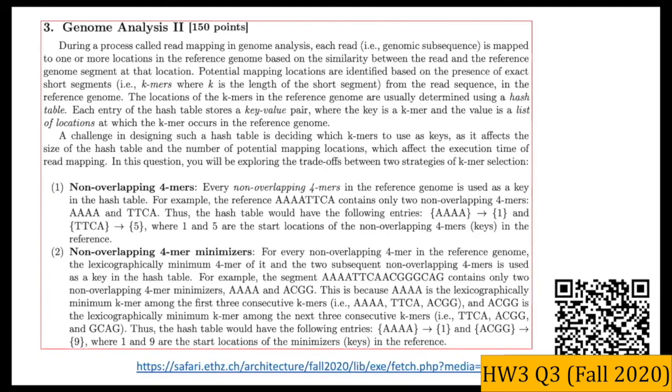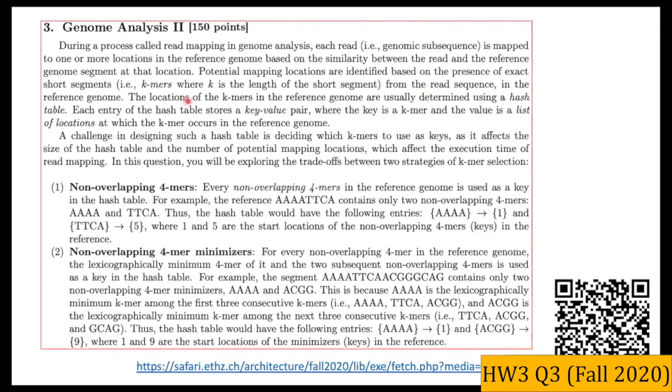So there are basically many potential mapping locations, and these locations are identified based on the presence of exact short segments. We call these short segments k-mers, and k here is a parameter which is the length of such a short segment. So if it is 4, then we replace the k with 4, for example. We extract these short segments from the read sequence, and if they exist in the reference genome, then we have some insight about these potential locations.